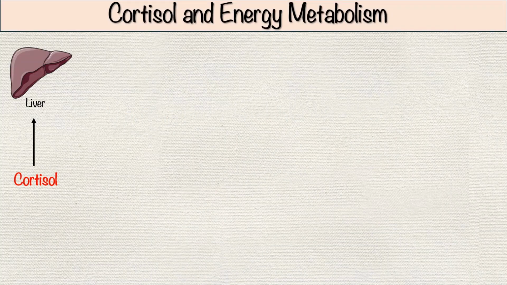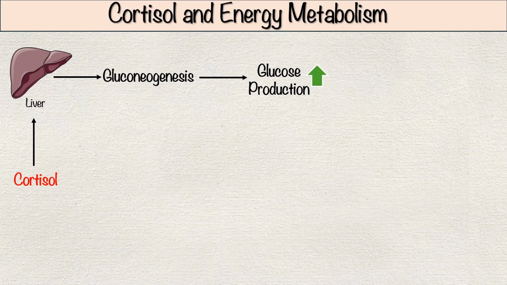Cortisol plays a central role in regulating energy metabolism. It stimulates gluconeogenesis in the liver, increasing glucose production. This is crucial during fasting or stress to maintain adequate blood glucose levels for the brain and other tissues.